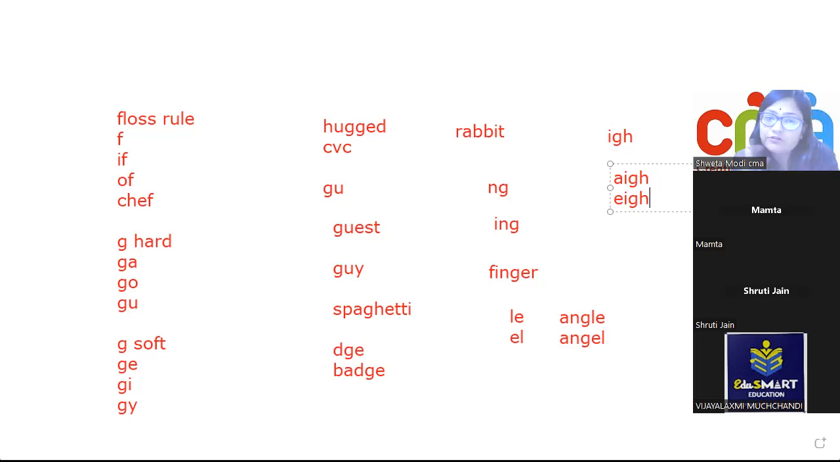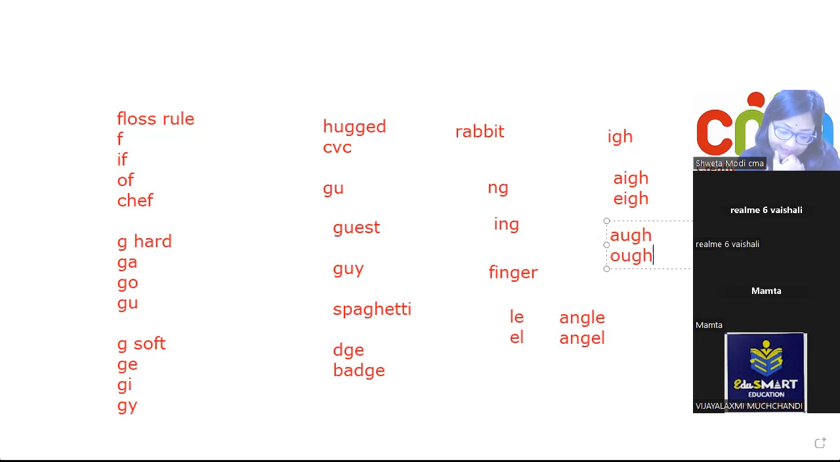So we are talking about everything about letter G. Letter G remains silent when these combinations IGH, AIGH, EIGH occur. Even AUGH. Can you give an example? AUGH? Even OUGH. Laugh. Yes.